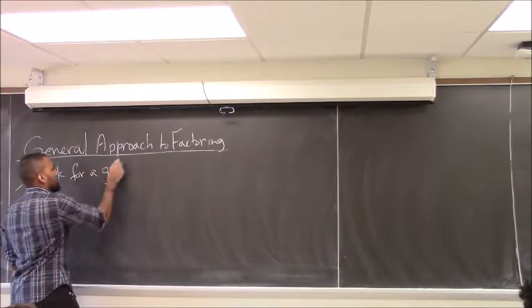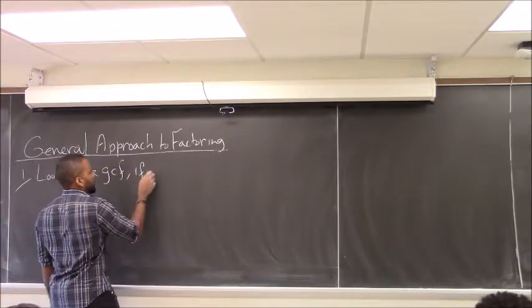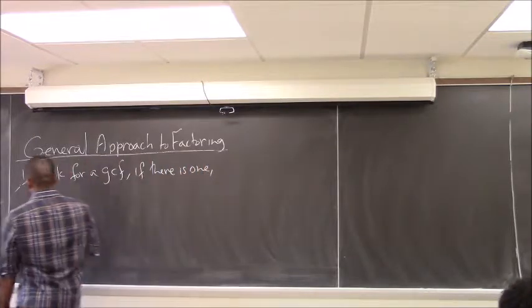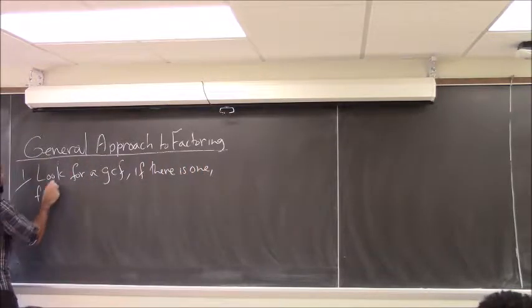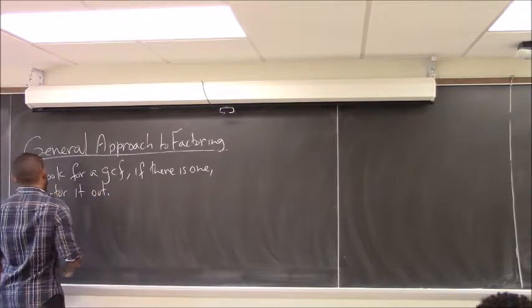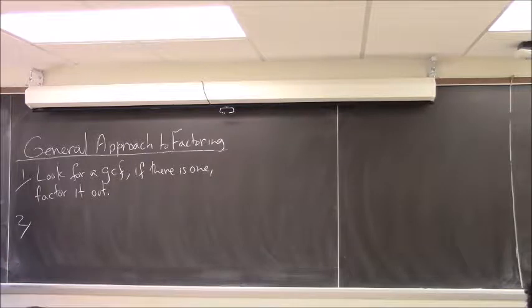look for a GCF. If there is one, factor it out. Doesn't matter what it looks like. If you know the goal is to factor something, the first thing you should look for is the GCF. It's always the first thing you want to look for. The other ones are kind of depending on the situation.